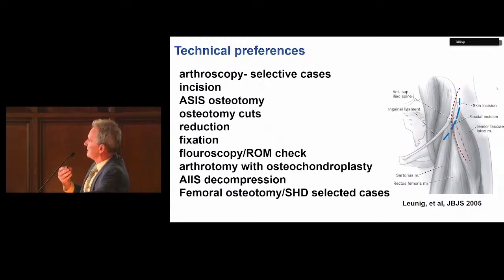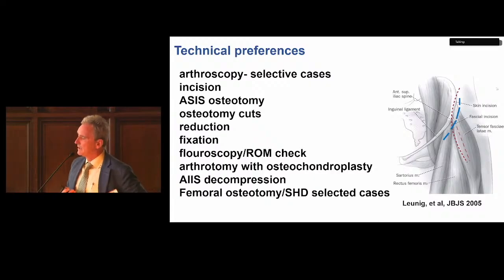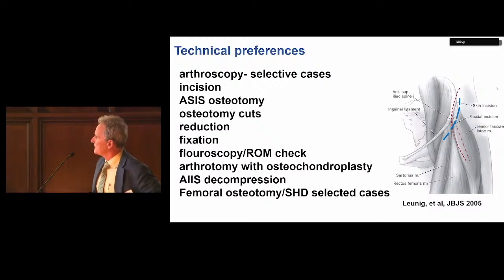You've heard about that. I use fluoroscopy intraoperatively. Range of motion check for me, as we discussed earlier, is really important in assessing whether or not the hip needs an osteochondroplasty. I check for extra-articular impingement. We'll also take down the inferior spine, occasionally the anterior superior greater trochanter if we have extra-articular impingement. And then concurrent femoral osteotomy, surgical hip dislocation in selected cases.